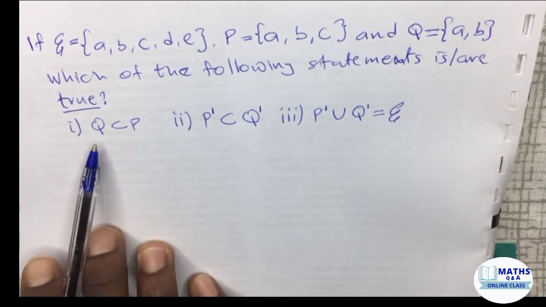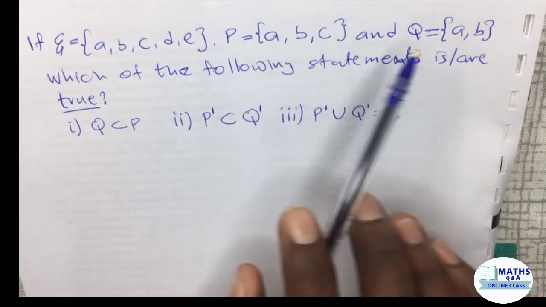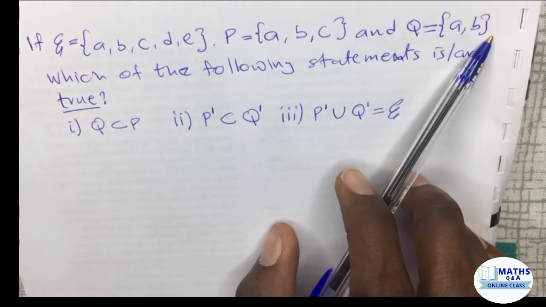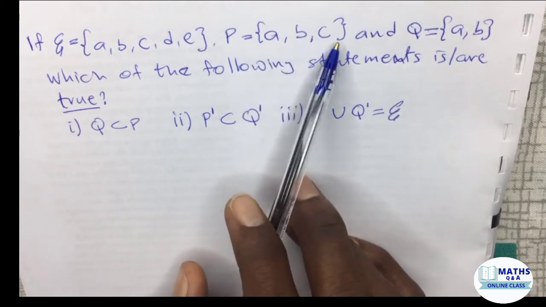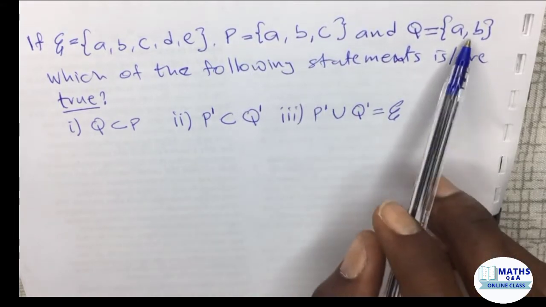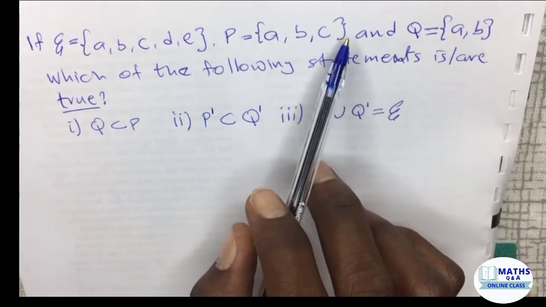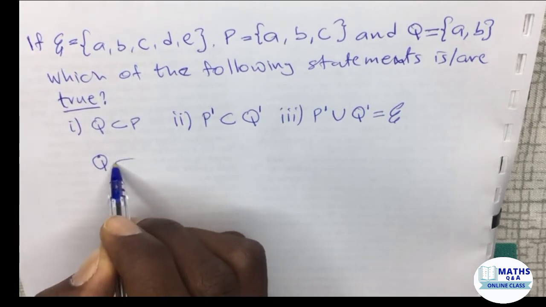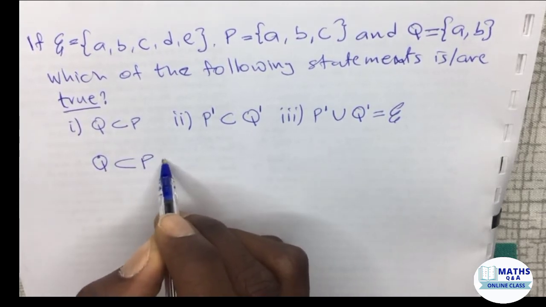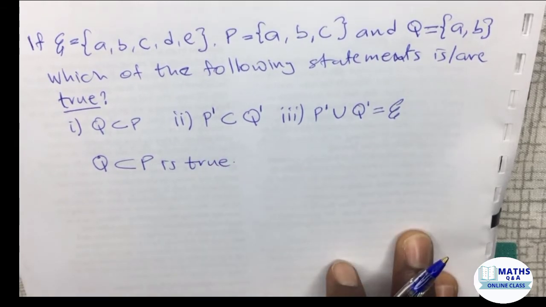Now let's look at the first one, which is Q is a subset of P. The members of Q are A and B. Let's look at the members of P. We have A, B, and C, implying that all the elements in the set Q, which is A and B, can all be found in the set P. So it implies that Q being a subset of P is true. So that one has been established.